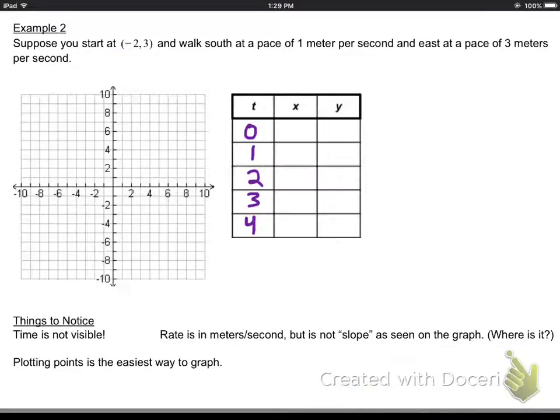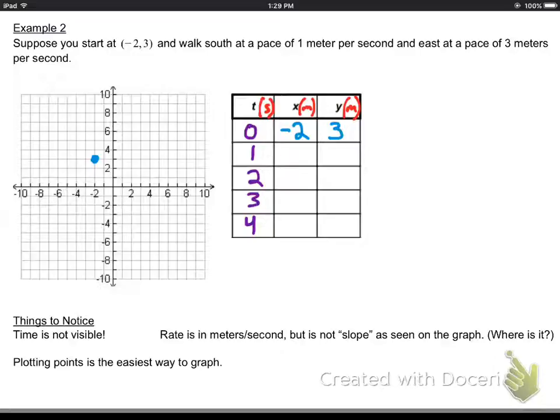I want you to try this next one. I can get you started on it. So if I say you start at -2, 3 at time 0, that's where we're going to start, okay? Where t is again in seconds and x and y are in meters. So we start at x is -2 and y is 3. I'll plot that point there, -2, 3.